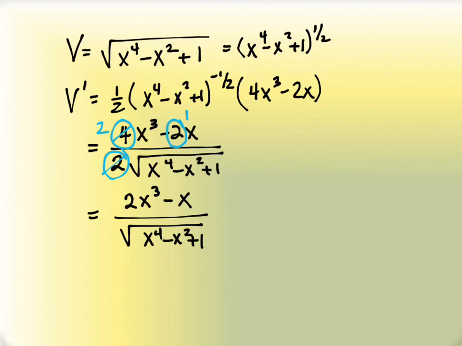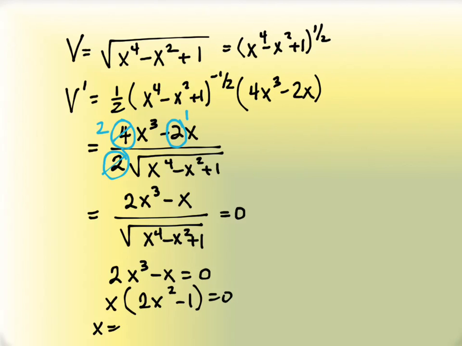Okay. We need to figure out whether this is equal to 0, which means the numerator being equal to 0, right? So my numerator is actually a power of 3. Okay, it's cubic. So what do I have to do to solve something like this? Right, we'll factor. So I can factor out an x. This is 2x squared minus 1 now.